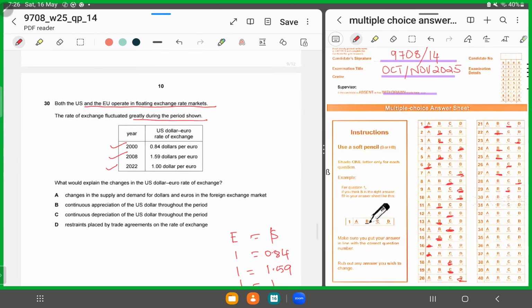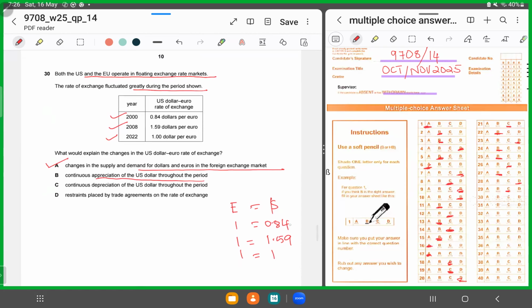Now let's look at the options. Changes in supply and demand for dollars and euros in the foreign exchange market. Yes, that's the correct answer, but why can't it be B, C, and D? B says continuous appreciation of the dollar. Now notice what had happened to the dollar. Initially, the dollar was 0.84, then it depreciated, then it appreciated. So there was constant fluctuation, right? It appreciated, it depreciated both.